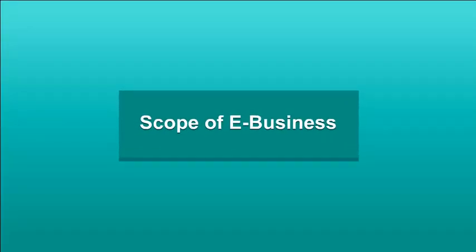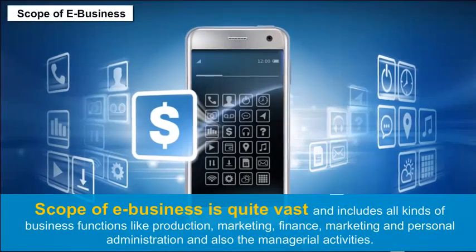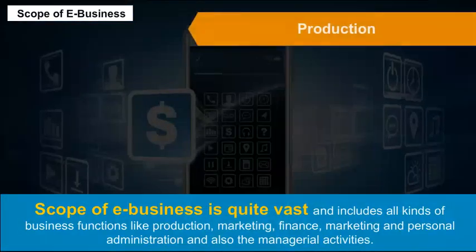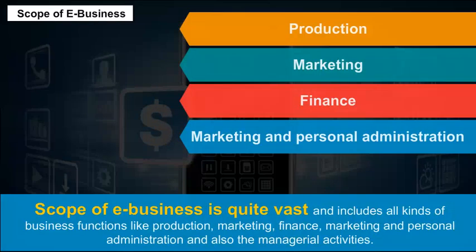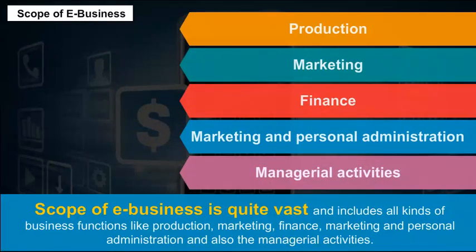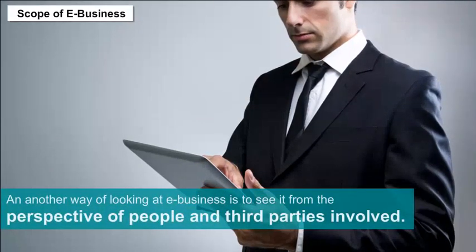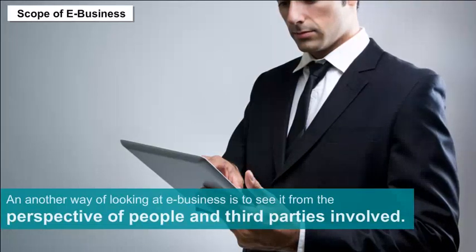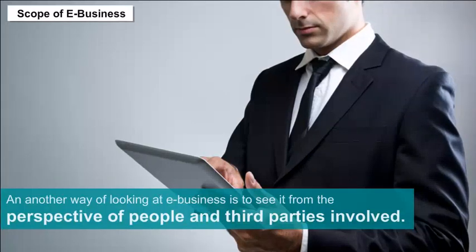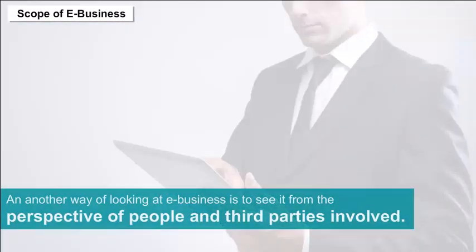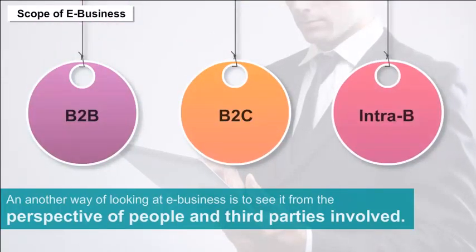Scope of e-business. The scope of e-business is quite vast and includes all kinds of business functions like production, marketing, finance, and personnel administration, and also the managerial activities. Another way of looking at e-business is to see it from the perspective of people and third parties involved. From this perspective, an organization's e-transactions can be classified into three categories: B2B, B2C, and intra-B, or an organization's internal processes.